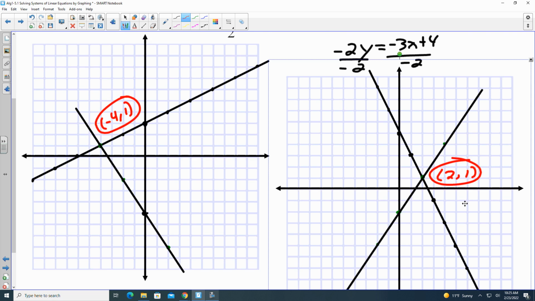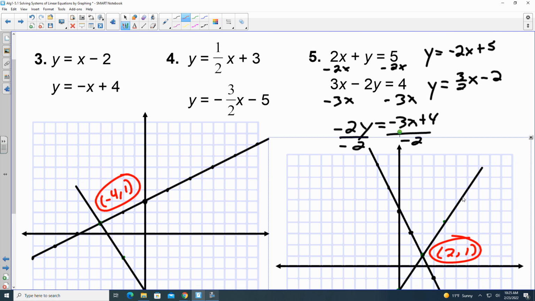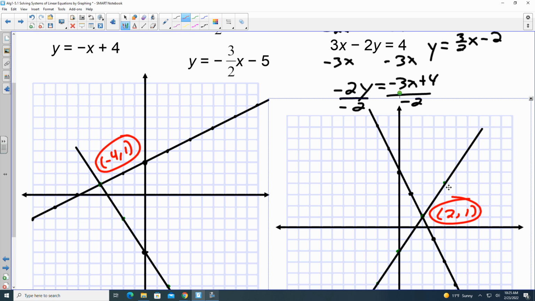And again, I would advise you to check those answers to make sure that those answers verify those equations. And that is being able to solve systems of linear equations by graphing. Hope this helps.